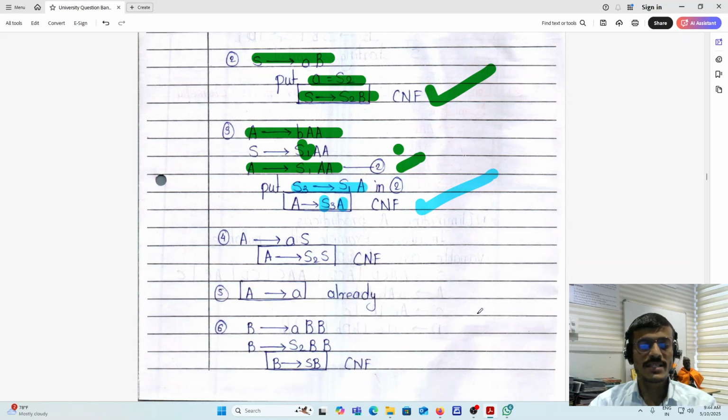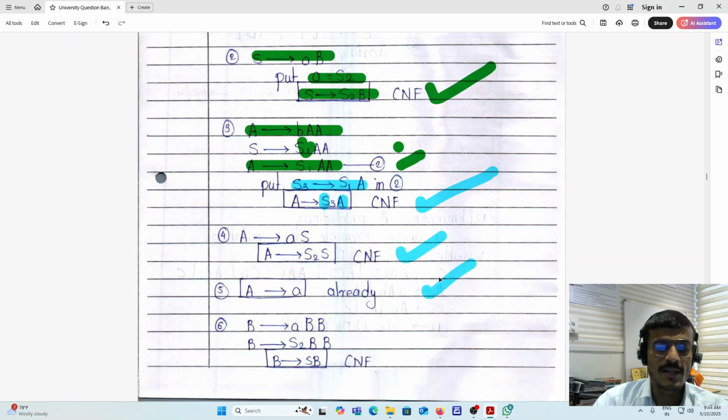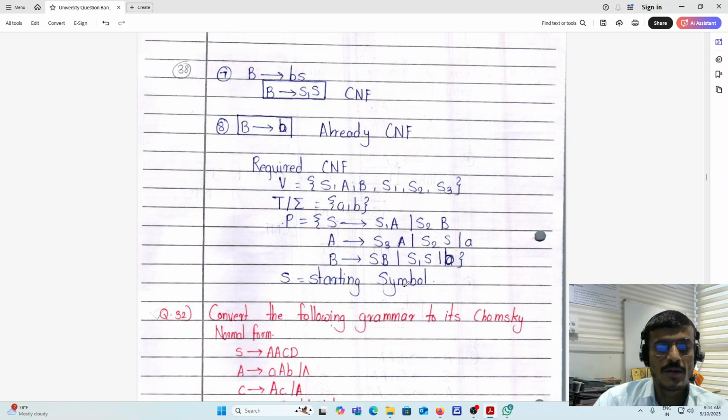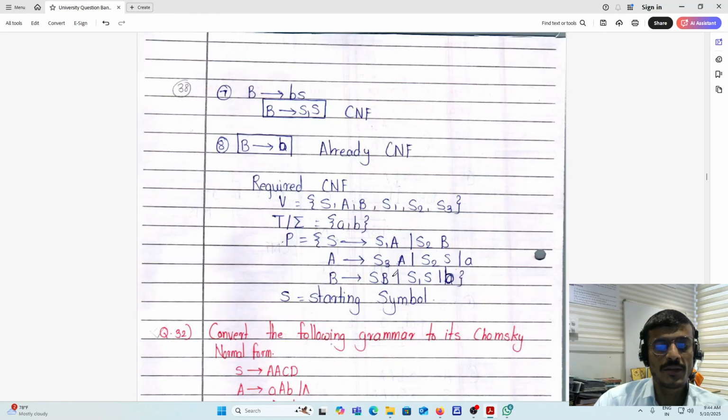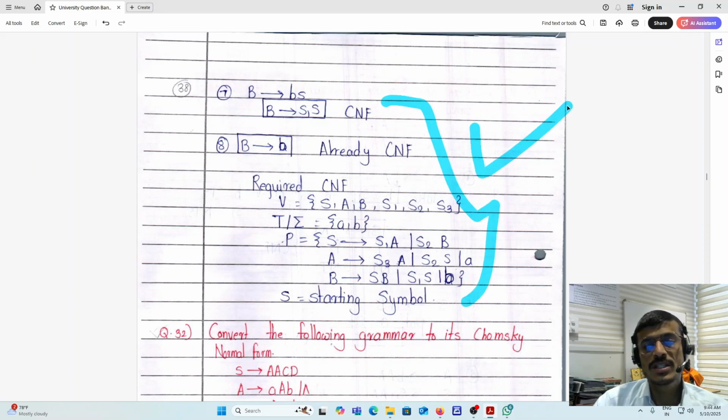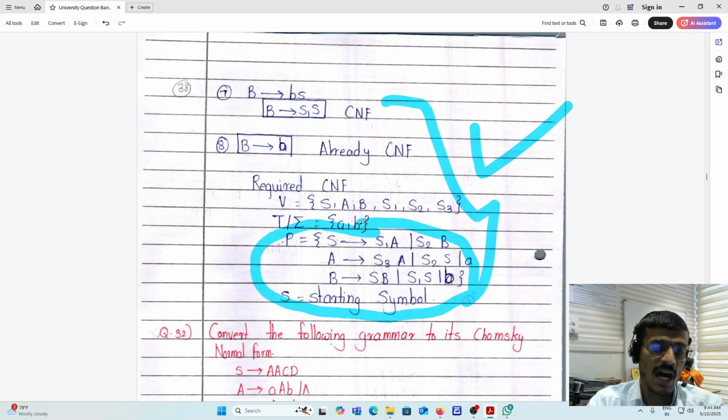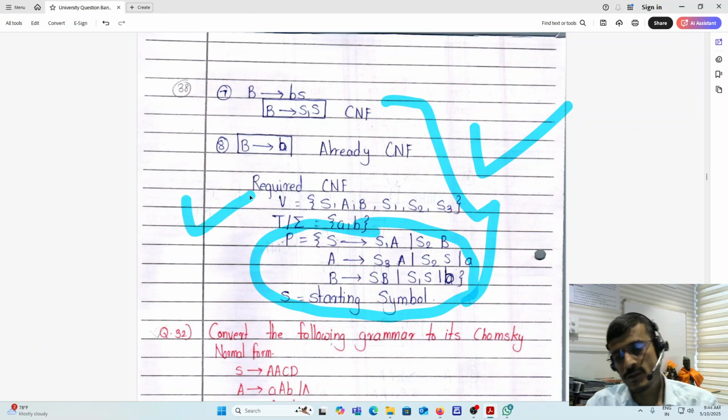Likewise, these are some examples. Already S tends to A, a single non-terminal symbol tends to a terminal symbol, is an example of Chomsky normal form. So this is one of the methods for solving the example using the Chomsky normal form. And finally, whatever converted productions are there, you have to write them over there. That is the Chomsky normal form.